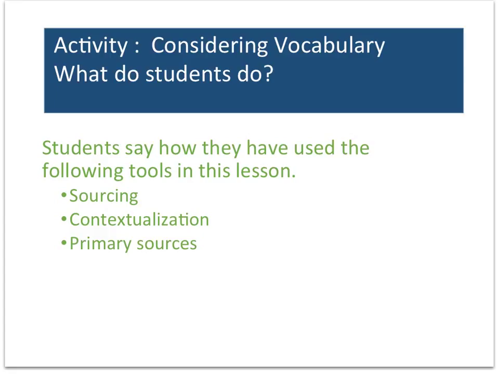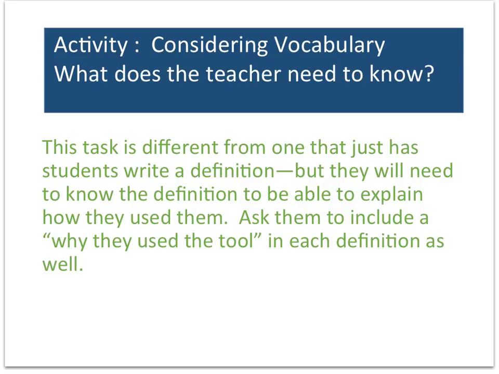And the last activity, they're going to be considering vocabulary that is part of this lesson. The vocabulary that we're highlighting in this lesson are the three tools that historians use. That is sourcing, contextualization, and primary sources. What we're asking students to do is to say how they used those three tools in the activities that they participated in this lesson. So in that activity, they're supposed to tell how they used those three vocabulary words in the activities that they completed in the assignment.